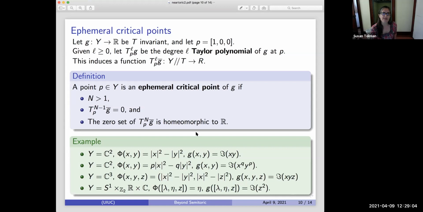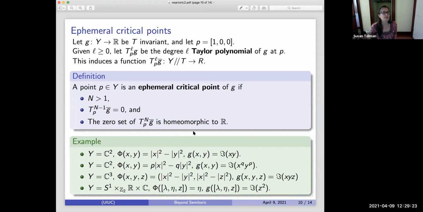Because we have an invariant function from Y to R, we of course can get a reduced function from the reduced space to R. Sorry, that should be a math blackboard bold R. You just restrict and then take the quotient.